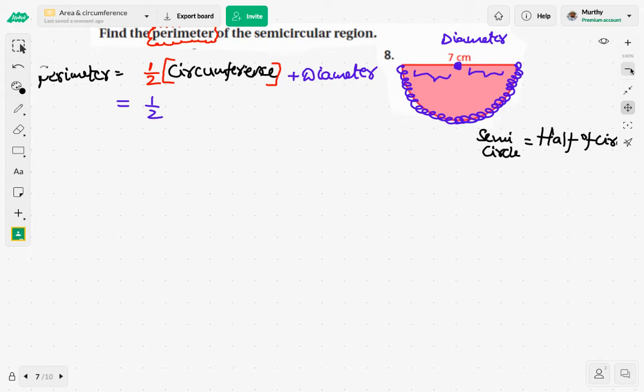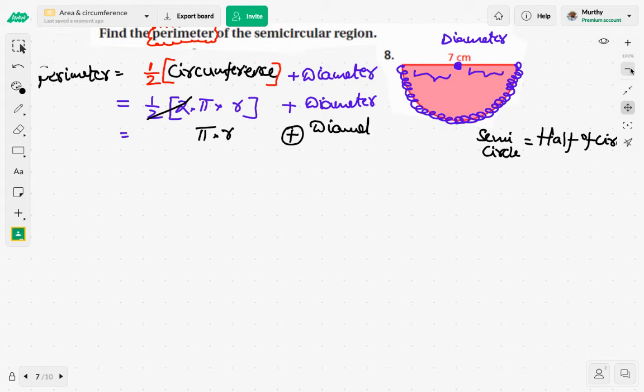So half of the circumference. The formula is 2 times pi times radius, half of 2 pi r plus diameter, which means twice the radius. Or straight away you can copy that diameter because it's given in the diagram. So what is half of 2? Half of 2 is 1. So let me strike out. So pi times radius plus diameter gives me the perimeter of the semicircle.